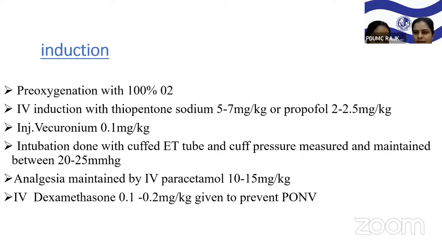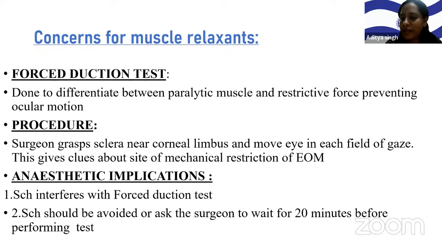So you are avoiding succinylcholine. What is the reason for it? Sometimes the surgeons perform forced duction tests. The surgeon grabs the sclera near the corneal limbus and moves the eye in all the eye fields in order to find out which muscle is restrictive. So when succinylcholine is used, it interferes with the forced duction test. There will be prolonged depolarization of extraocular muscle for 20 minutes. So when succinylcholine is used, you have to let the surgeon know that you have given it, and wait for 20 minutes.